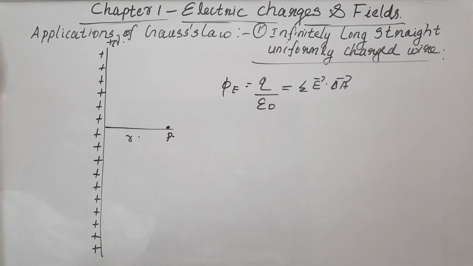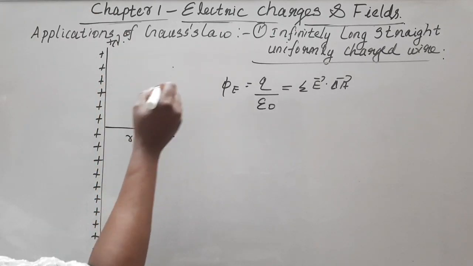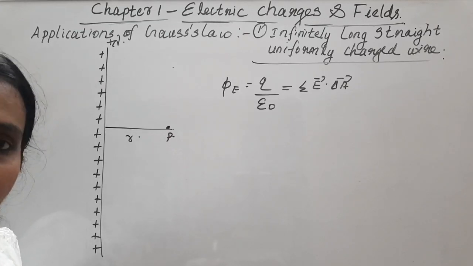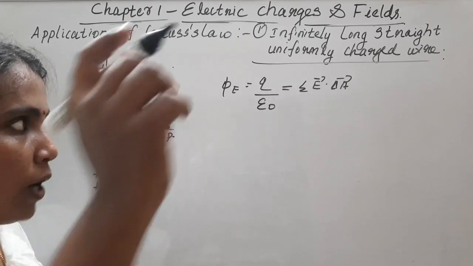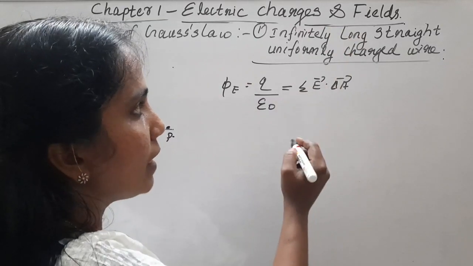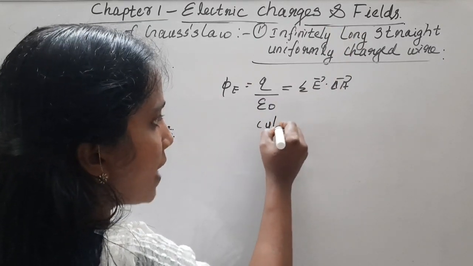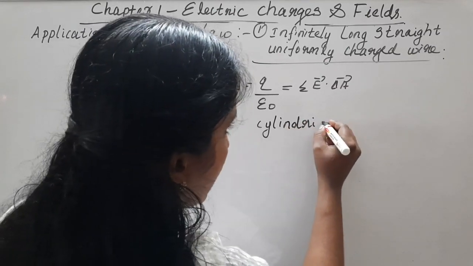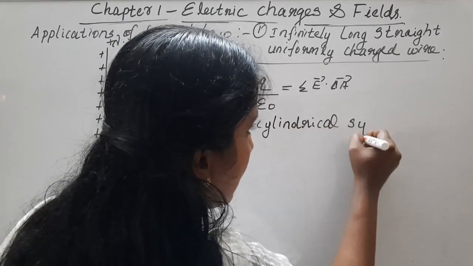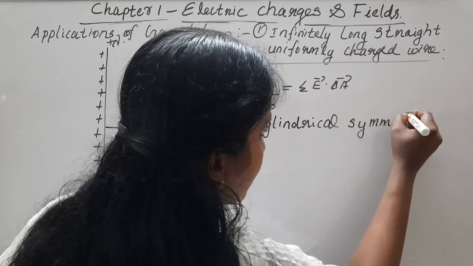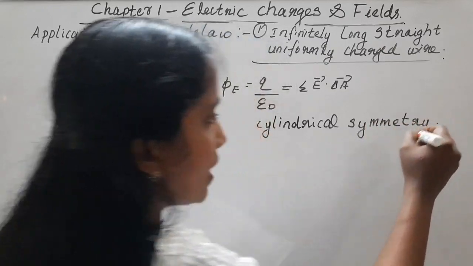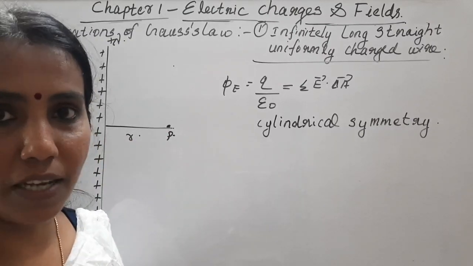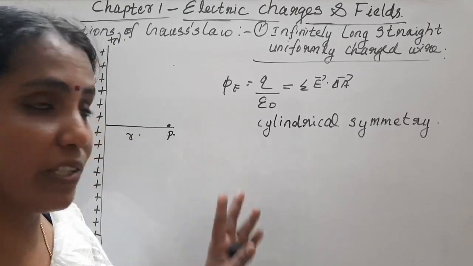So if we consider the point P here at the same distance from the wire, at those points also the field will be the same. Or in short, the field due to this infinitely long straight wire has cylindrical symmetry. We said the field due to a point charge has spherical symmetry, and the field due to this linear charge distribution has cylindrical symmetry.